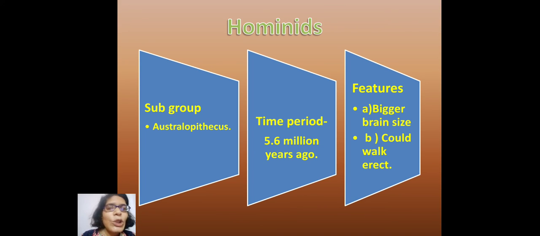So what are the two basic differences between hominoid and hominid? Hominoid cannot walk straight. Hominid can walk straight. And the brain of the hominoid is not developed, but the brain of the hominid is quite developed. Quite developed means better than the hominoid.